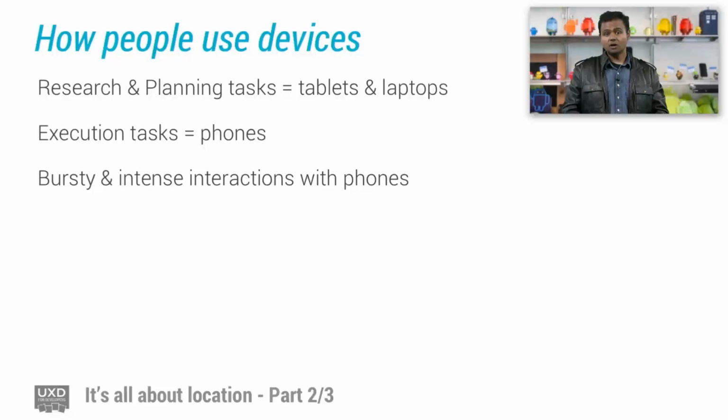In part one, I talked about how important it is to understand the user context when building and designing location-based applications. Typically, research and planning tasks are done on tablets and laptops, and smartphones tend to be used on the go for execution tasks. And those users using smartphones tend to be quite busy doing other things, and they can be very distracted as a result.